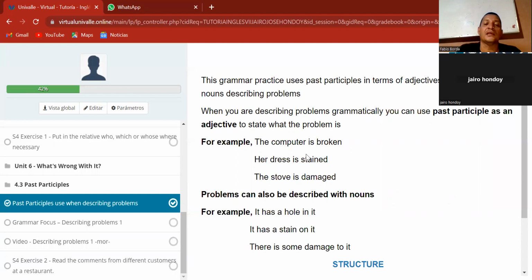For example, the computer is broken. This is a past participle, because break is the present, broke is the past, and broken is the past participle. Have you studied irregular verbs? Yes, a little, but I don't remember very well.